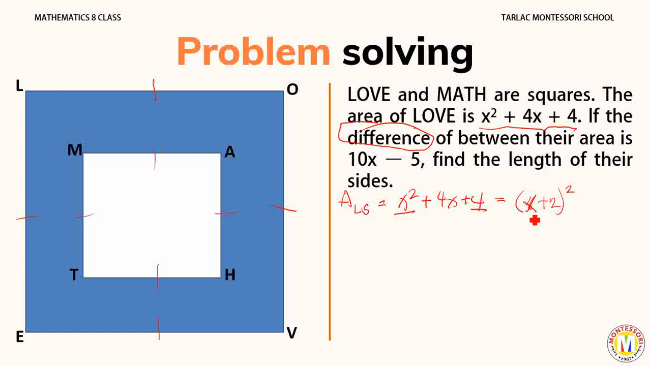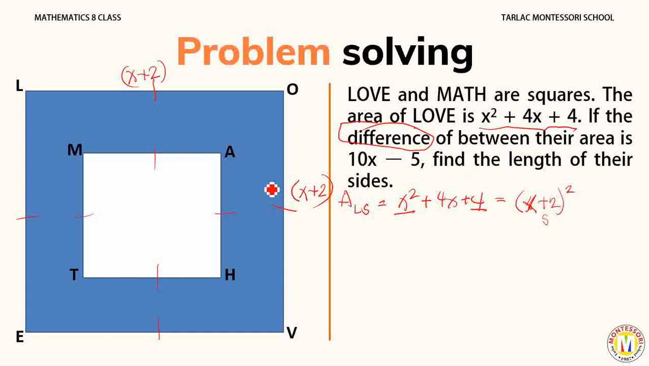So that means if we try to get one dimension of square LOVE, we'll have x plus 2. Since it's squared, you have two sides. Since the area of a square is s squared, this is your side. That means x plus 2 will be the measurement of the side of square LOVE. So I hope we're clear with that.